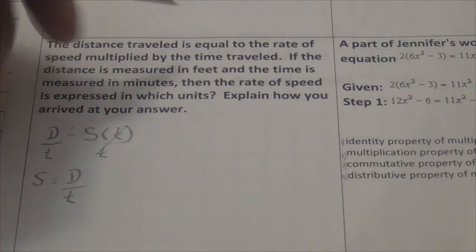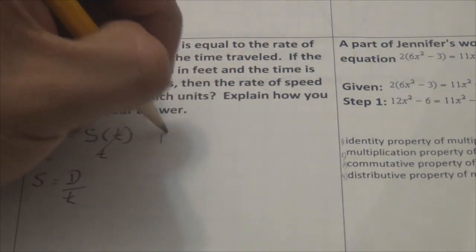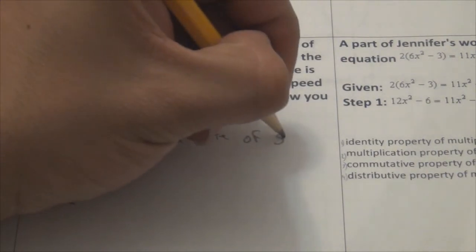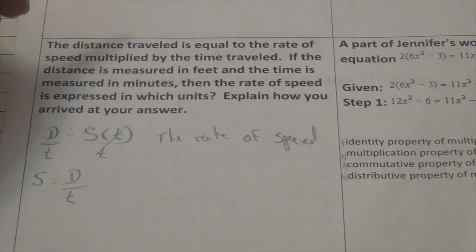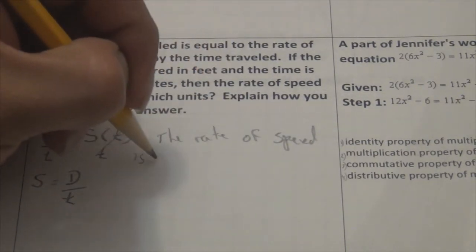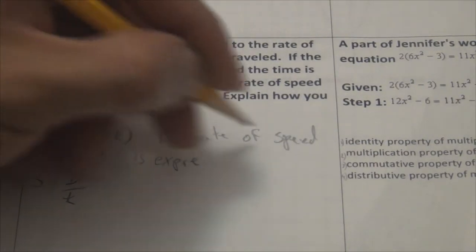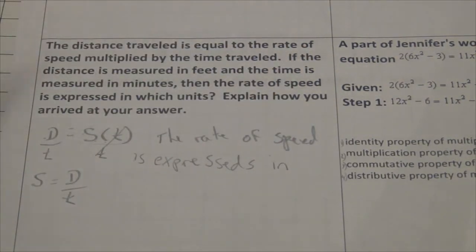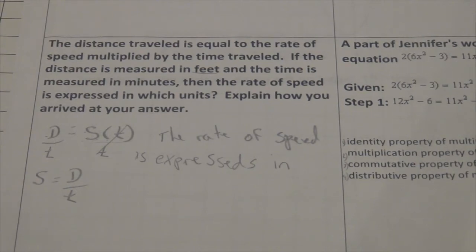All right then. So now the rate of speed is expressed in feet per minute. That is how you are going to write it. Feet per minute. All right, let's move on to the next question.